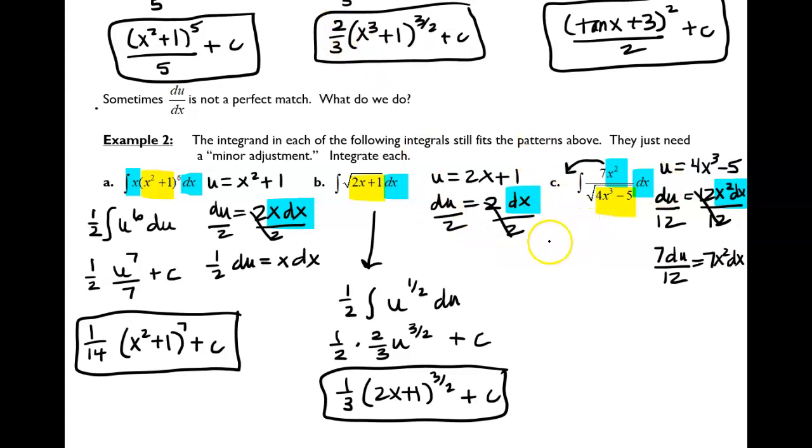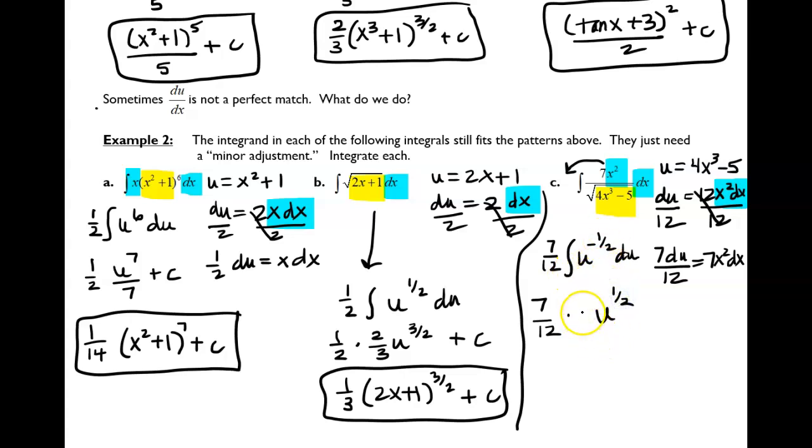So when I rewrite my integral, it will be 7/12 times the integral. This is a square root in the denominator, so u to the negative 1/2 du. So the 7/12 comes along. Antiderivative of u to the negative 1/2. So I'm going to add 1, that's u to the 1/2. Divide by 1/2 is multiplying by 2, plus c. So that would give me 7/6 times 4x cubed minus 5 to the 1/2 plus c.